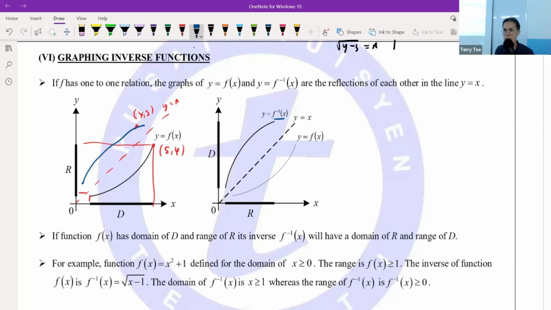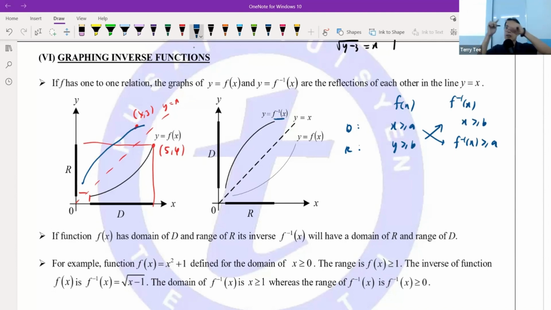Not only that, number one, it's a reflection in the line y equals x. Number two, all your domain and range will interchange. For example, your function f(x) has a domain of, let's say, x ≥ a, and your range for f(x) is, let's say, y ≥ b. The moment you inverse, the domain for your f(x) becomes the range for your f inverse, and the range for your f(x) becomes the domain for your f inverse. They basically switch position.